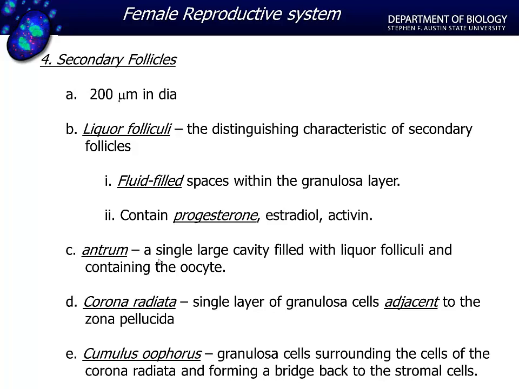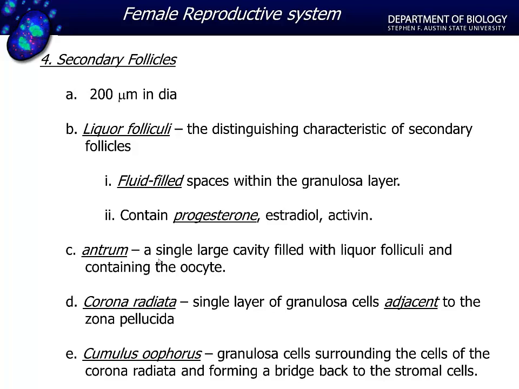Now, these fluid-filled spaces are going to be produced by a material produced by the granulosal cells that are secreted, and liquor folliculi is the term for this fluid that's filling these cavities. Now, this is going to continue to be produced, and this cavity, this antrum, is going to get larger and larger and larger. It's like filling a water balloon. And this is going to be the driving force that actually leads to ovulation.